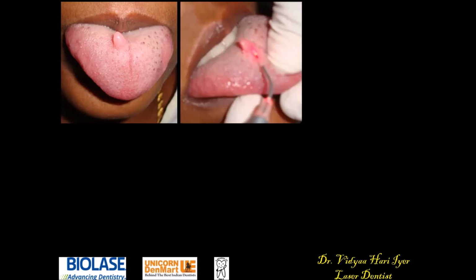So here is another patient where you can see that she had an elevation on her tongue, which made her feel a little discomfort.